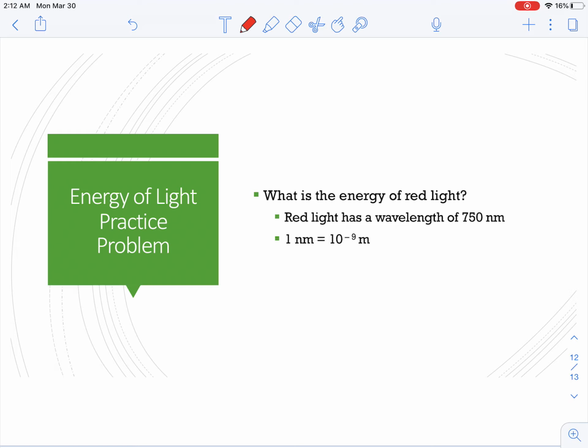So let's say we're trying to figure out what the energy is of red light. For red light, we can look up on a table or online that the wavelength is going to be 750 nanometers. If we think back to our SI unit conversions, we can look up that 1 nanometer is equal to 10 to the negative 9th meters. These are two bits of information that are going to help us figure out the energy of our red light.